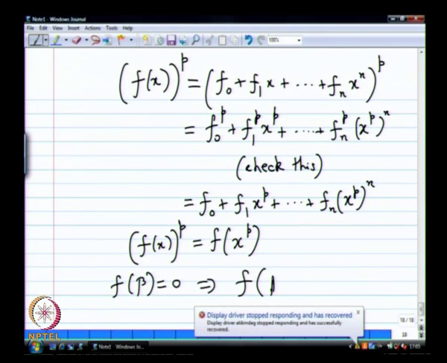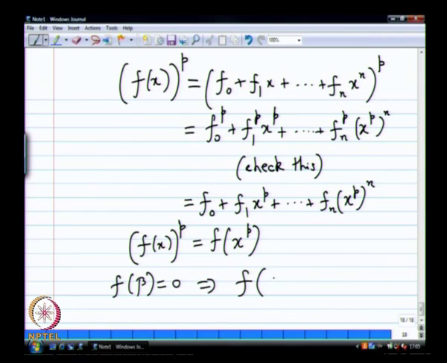Okay, this display driver is dying on me too often, so sorry for that. It's not in my hands, literally. f(beta^(p^i)) is 0 for i equals 1, 2, and so on.